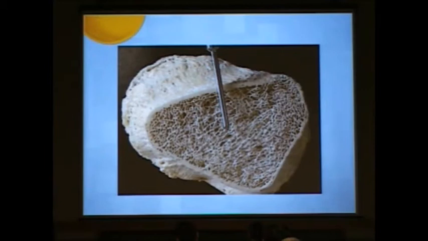One thing to keep in mind when you have an IO line is to make sure you flush the saline very rapidly, to flush out the fibrin and the bone marrow in this marrow space in order to establish good flow rates.